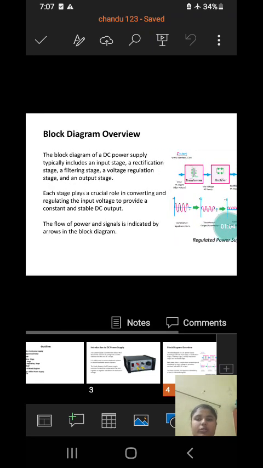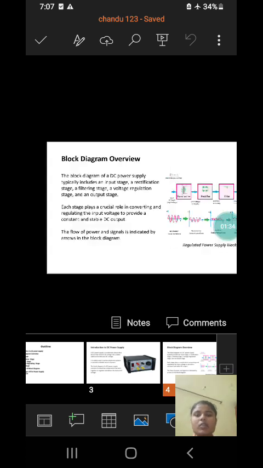Block diagram overview. The block diagram of a DC power supply typically includes an input stage, a rectification stage, a filtering stage, a voltage regulation stage, and an output stage. Each stage plays a crucial role in converting and regulating the input voltage to provide a constant and stable DC output. The flow of power and signals is indicated by arrows in the block diagram.